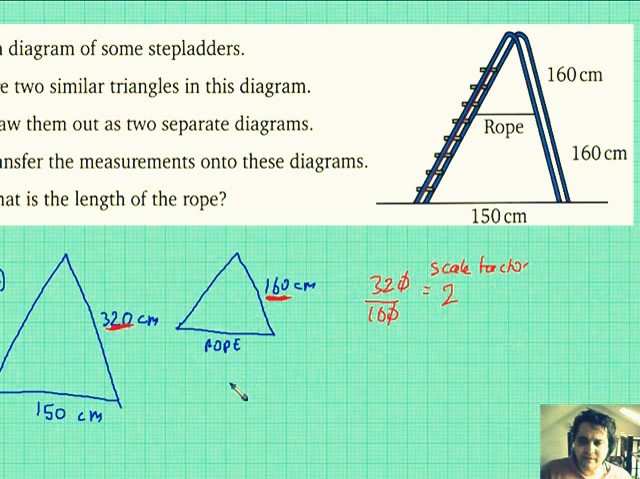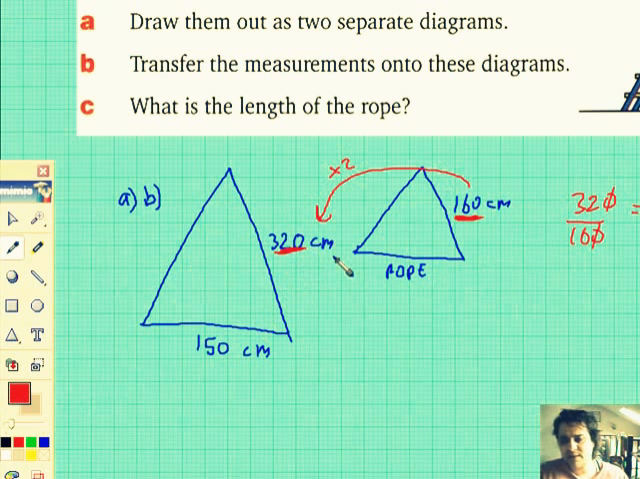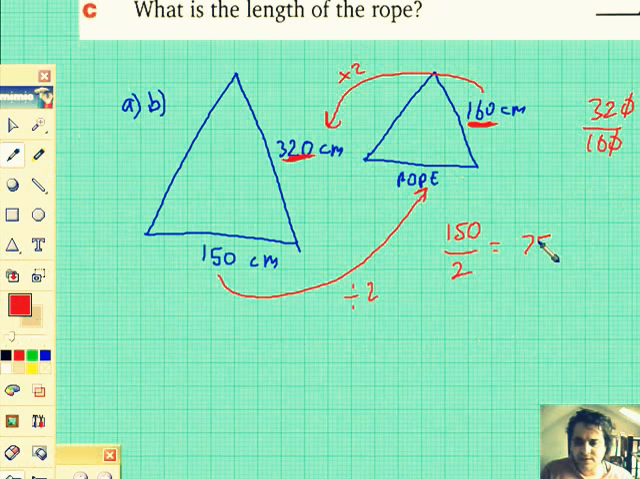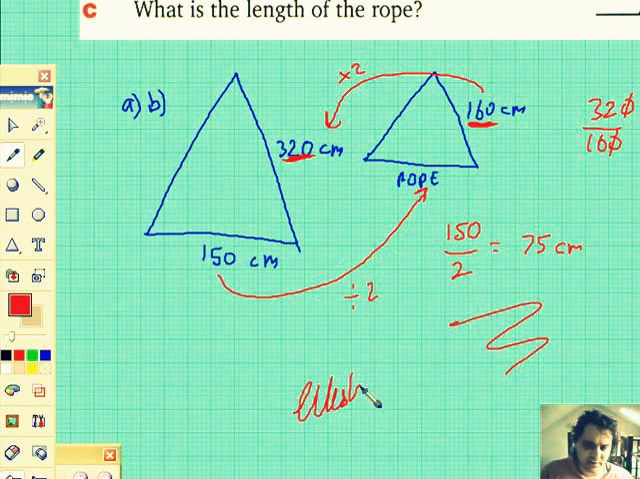If it's times 2 going that way, because 160 times 2 makes 320, then to go backwards, to shrink it down to the rope size, I must divide my 150 by 2. So here's my calculation. The length of the rope is 150 centimetres divided by 2, answer 75 centimetres. And that is done.